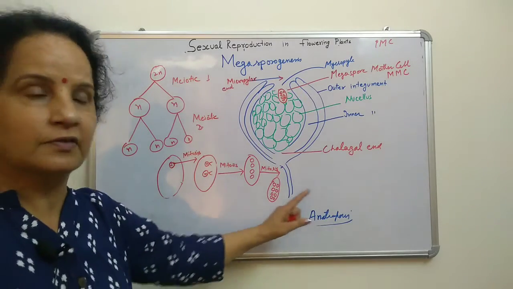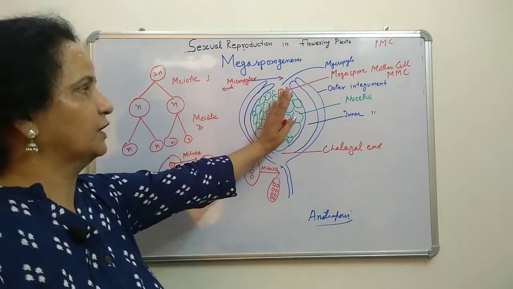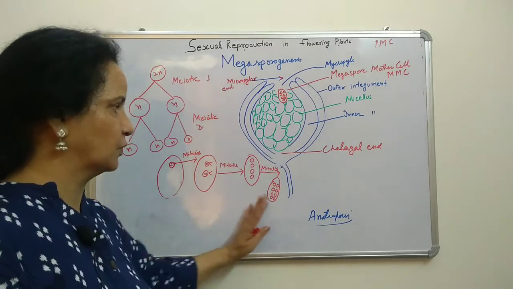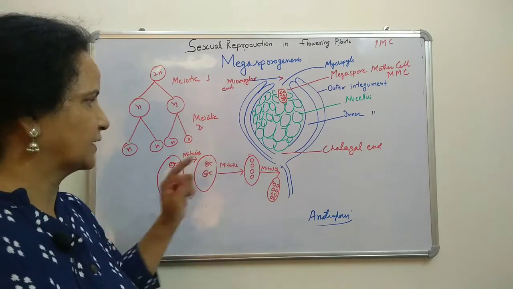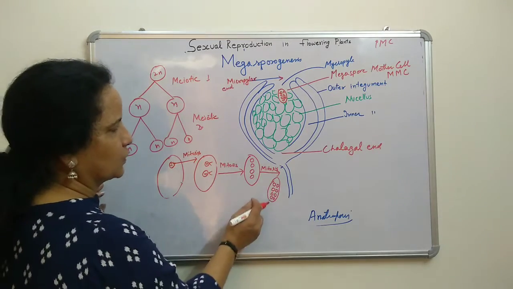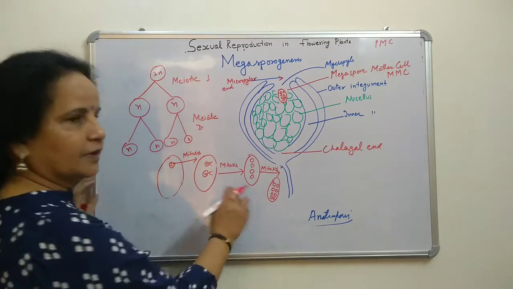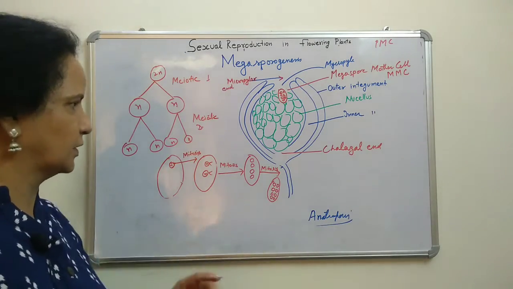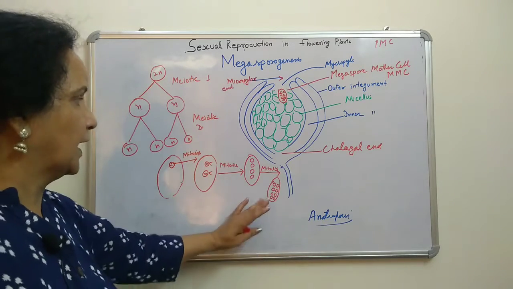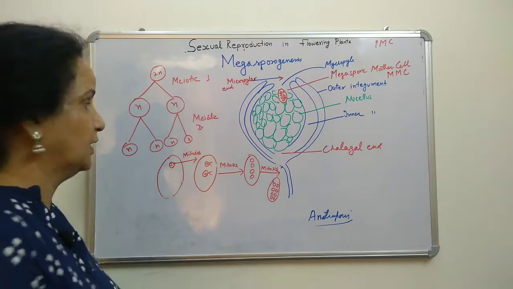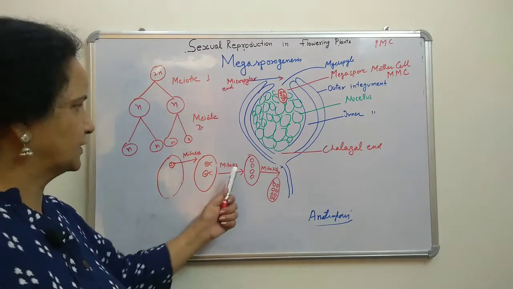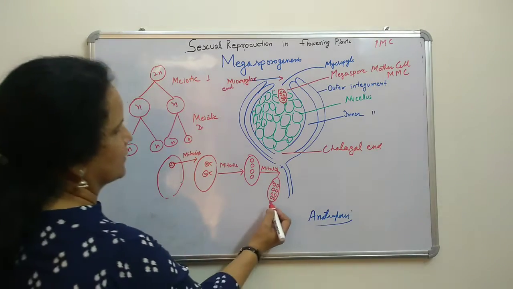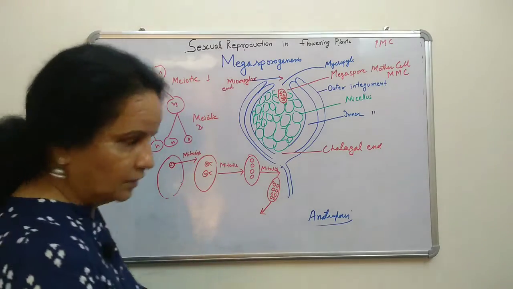Now that is the development of the embryo sac, the female gametophyte. Mitosis occurs up to the 8 nucleate stage, three times, and after this mitosis will stop. After that, the arrangement of these cells takes place, that is, cytokinesis will occur. All these 8 nuclei will be arranged in a cell.